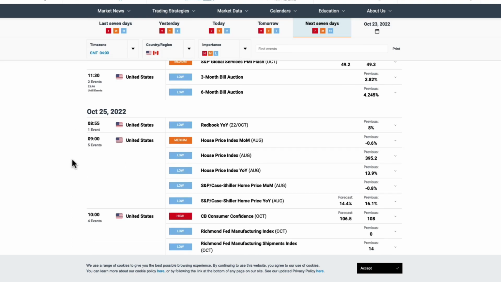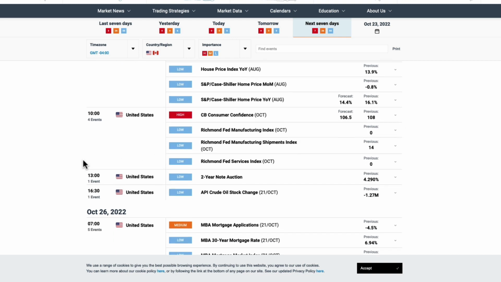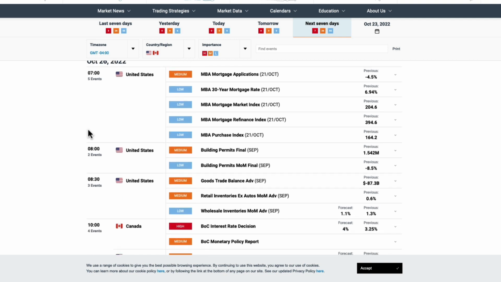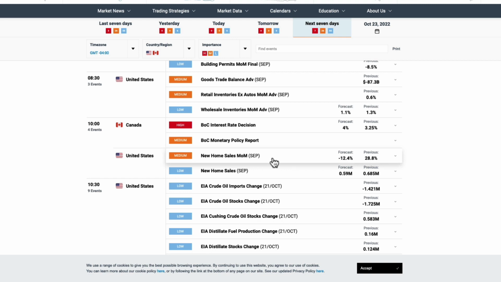Housing price index on the 25th. Consumer confidence at 10 a.m. Mortgage applications, well, I don't know that there's anything interesting there anymore. Building permits for September, the final look at September. This is the big one here for Canada, the Bank of Canada interest rate decision, 10 o'clock. And we are fully expecting 75 basis points to 4%. And then it'll be a matter of, well, what's the tone of the press release and what else is said. New home sales at 10 o'clock in the U.S.